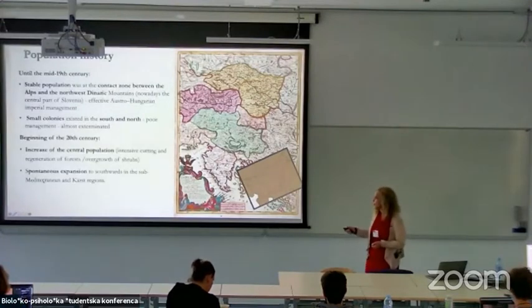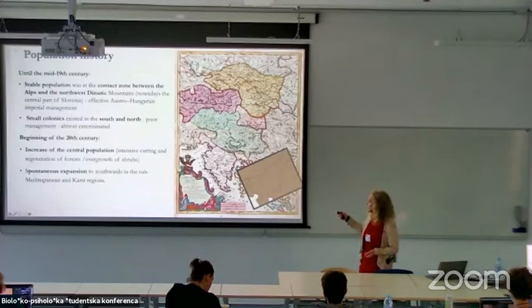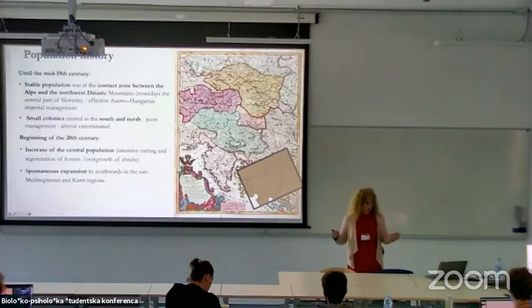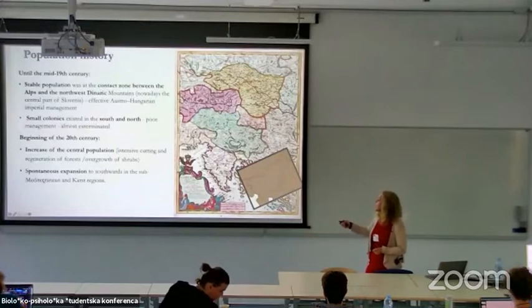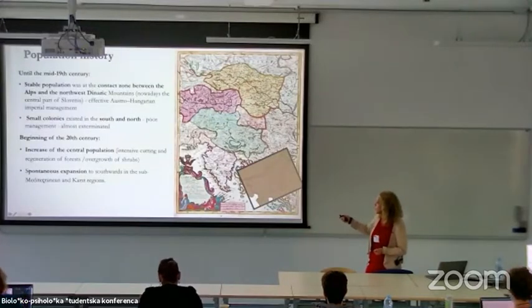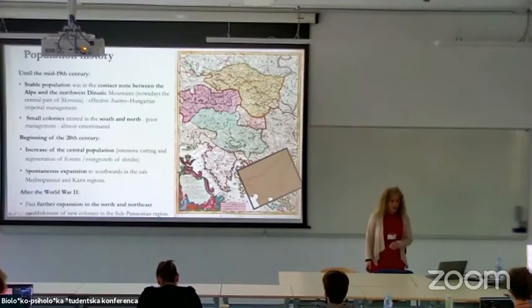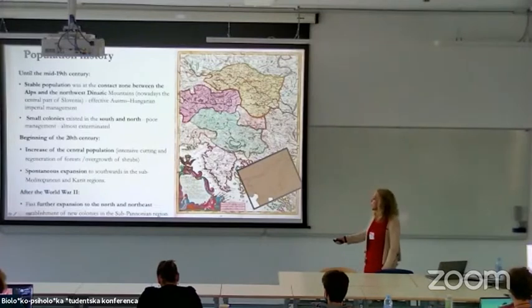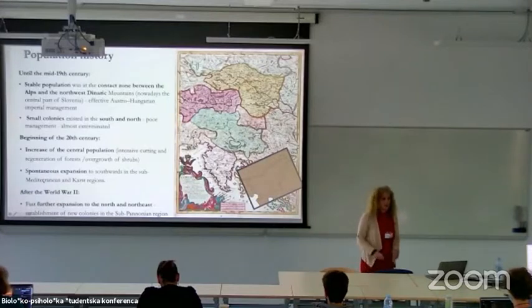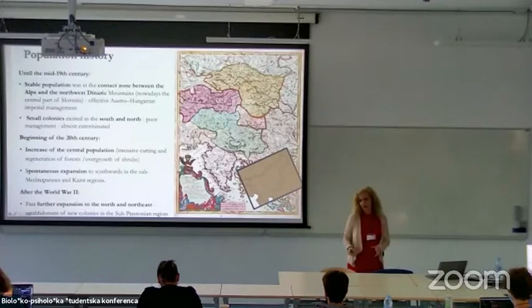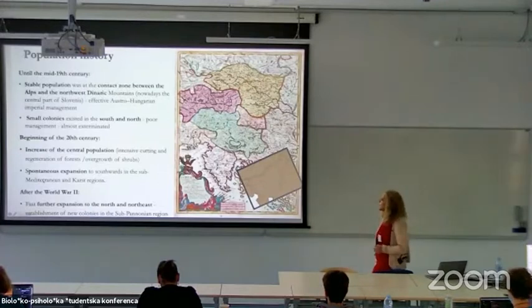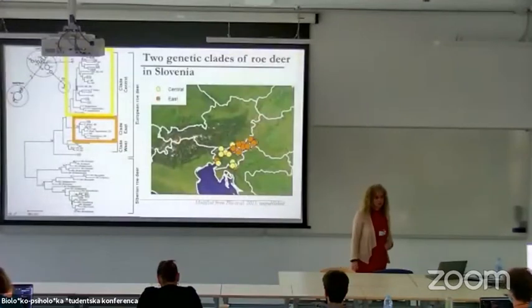Then at the beginning of the 20th century, because of intense cutting of the forest, the central population increased, as more suitable habitat became available for the roe deer. Because of this, spontaneous colonization to the south, to the Karst region and the Mediterranean, occurred, and this spontaneous colonization lasted even after the Second World War into the north of Slovenia. So we have one stable population, and then this confounding effect in the north and the south.